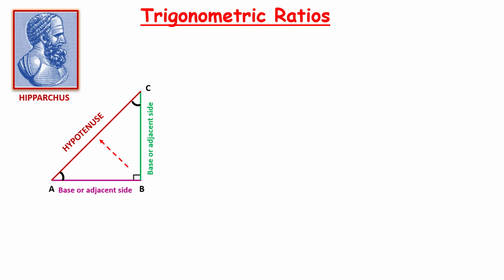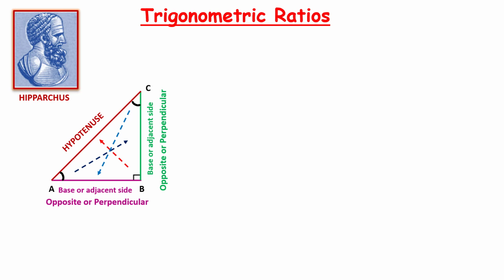The side opposite to angle A is BC, called the opposite or perpendicular side, and the side opposite to angle C is AB. So for angle C, AB is the opposite or perpendicular side.